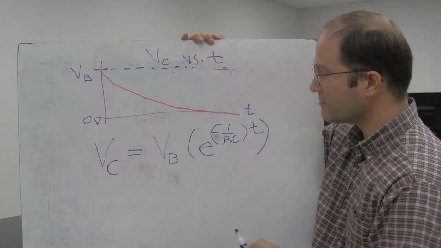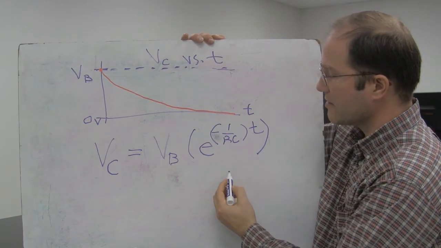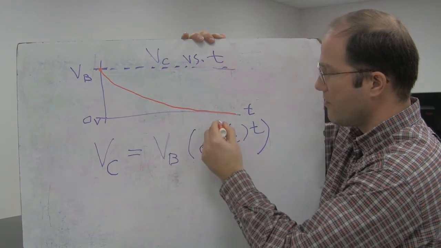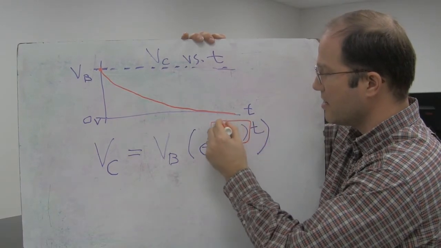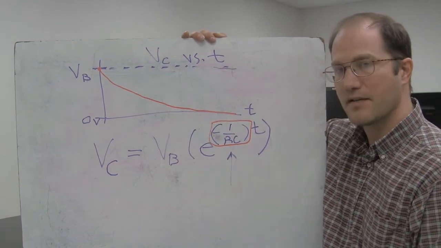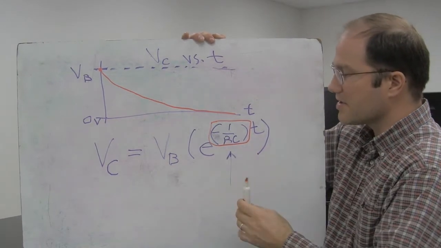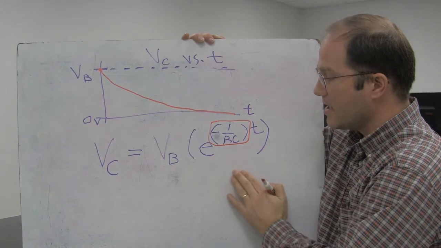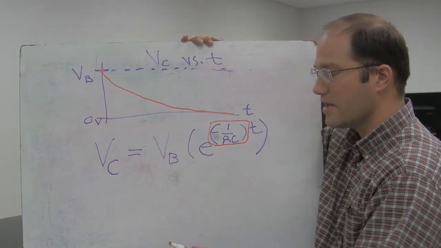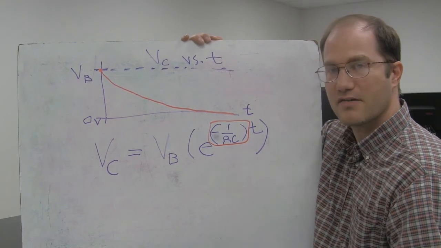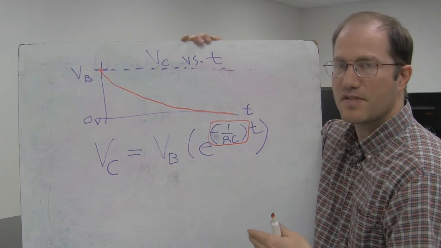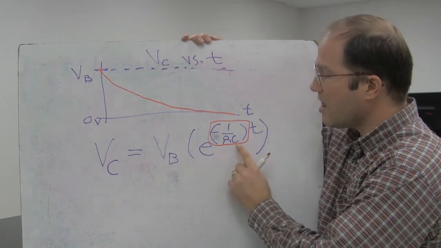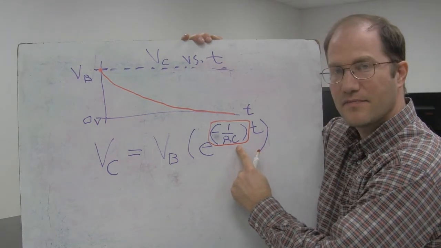a capacitor. So let's take a look at this exponent here again. We have negative 1 over RC times T. Let's examine these terms. The R in here is the resistance of the circuit. And in today's lab, you're going to have a resistance of 1,000 ohms, ohms being the unit of resistance, okay? That's a given. But you're not going to know what C is.